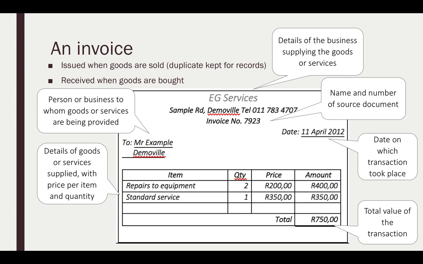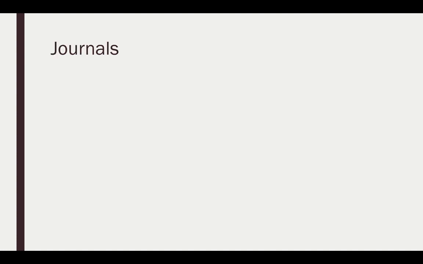In reality, we will only ever record this total amount in our books. The individual items are not going to be shown in our accounting records other than on the source document. But because we'll keep the source document, it means if we ever want to know, we can refer back to it and we can see all those details.